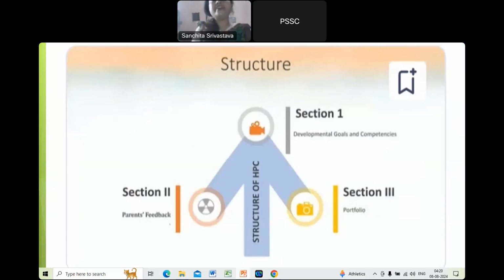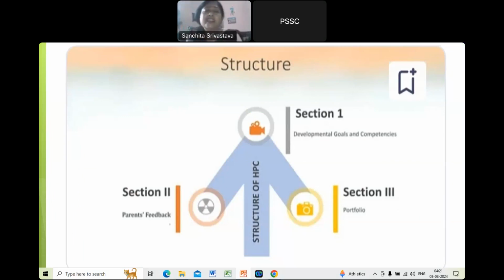See here, three criteria: section 1, section 2, and section 3. Section 1 depends on the development goals and competencies. These development goals are set forward by the schools and the facilitators, the stakeholders. So these goals are set, and bringing them into action is the responsibility of the teachers. Now, once these are achieved, these should be achievable.